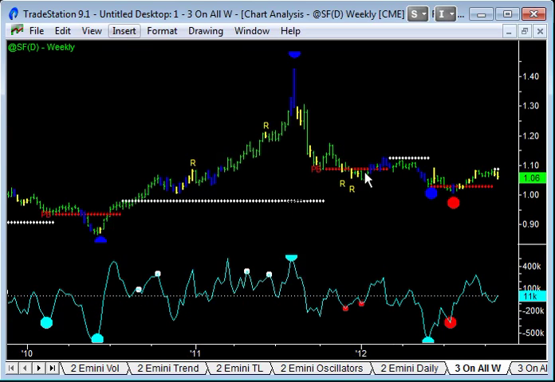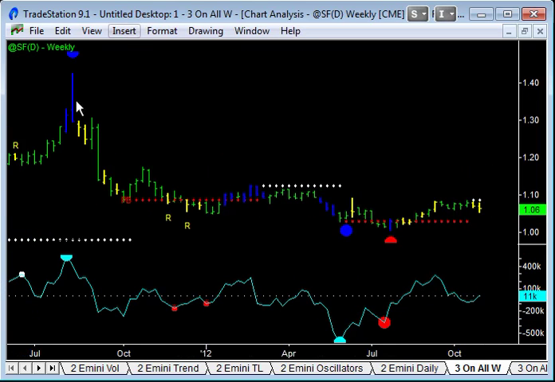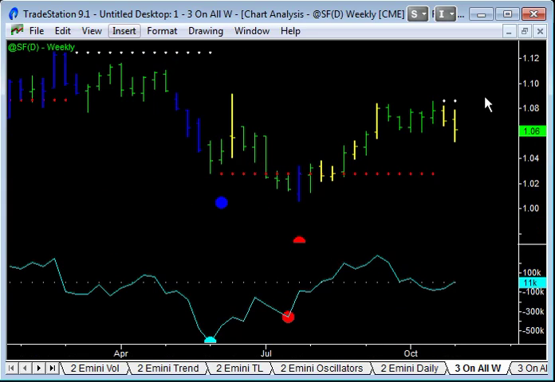This is Swiss franc, same thing. We had this extreme exhaustion move in the Swiss franc, and then the Swiss central bank intervened, drove down their currency. But there we go. There's cyclical resistance come in on the weekly chart on Swiss franc.